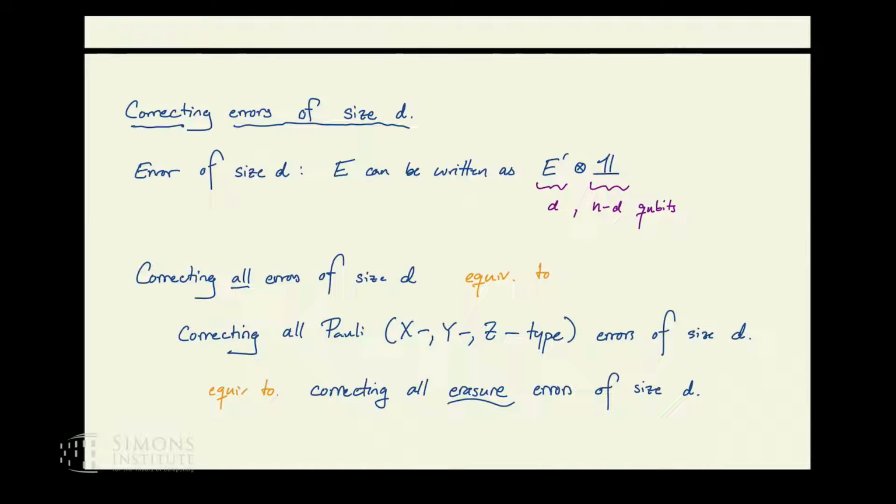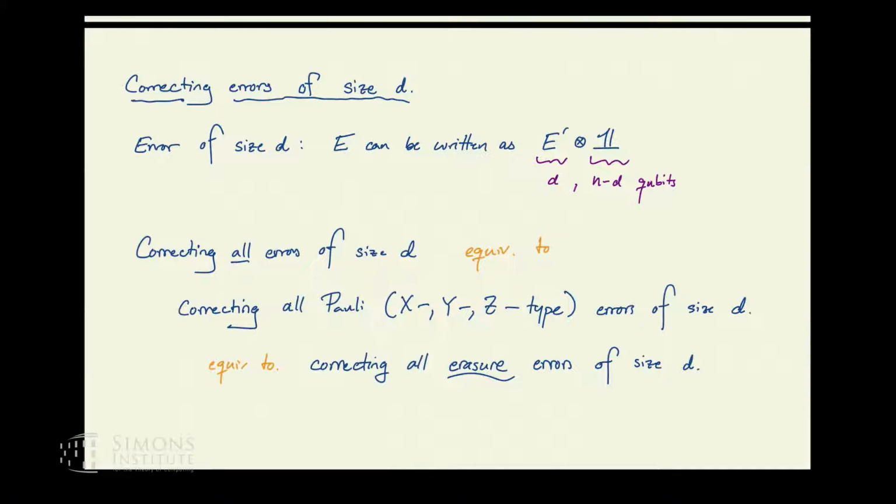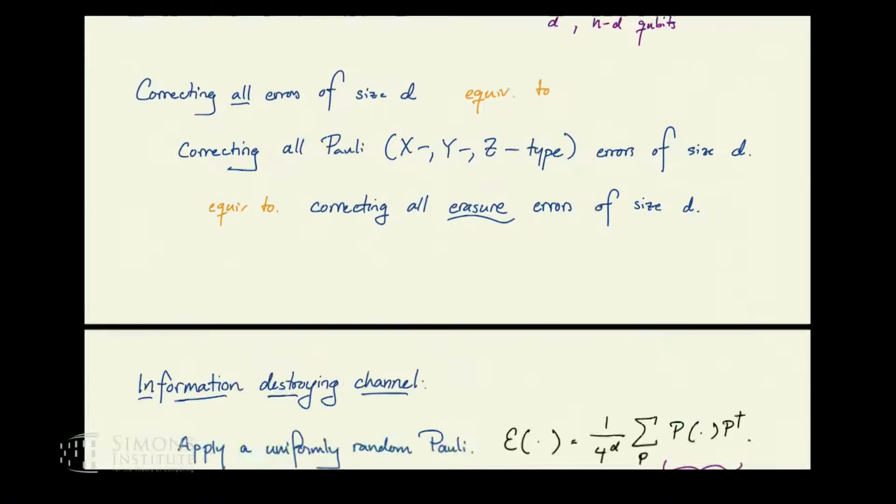And it's equivalent to even correcting just the bit flips and phase flips. Although I always forget if there's a d versus d over 2 adjustment that needs to be made, but something like that. Okay. What's not so trivial is that it's equivalent to also correcting all the erasure errors of size d. So what is an erasure error?